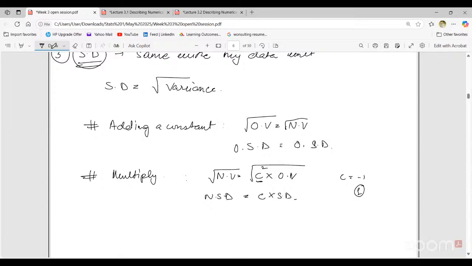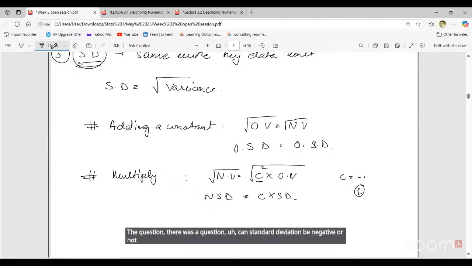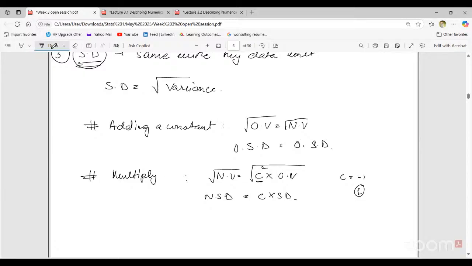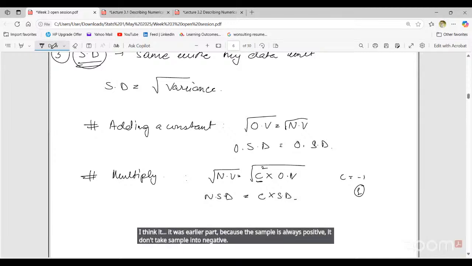Because, ma'am, there was a question in the practice session: can standard deviation be negative or not? I think it is always positive because the sample is always positive. We don't take sample into negative number.